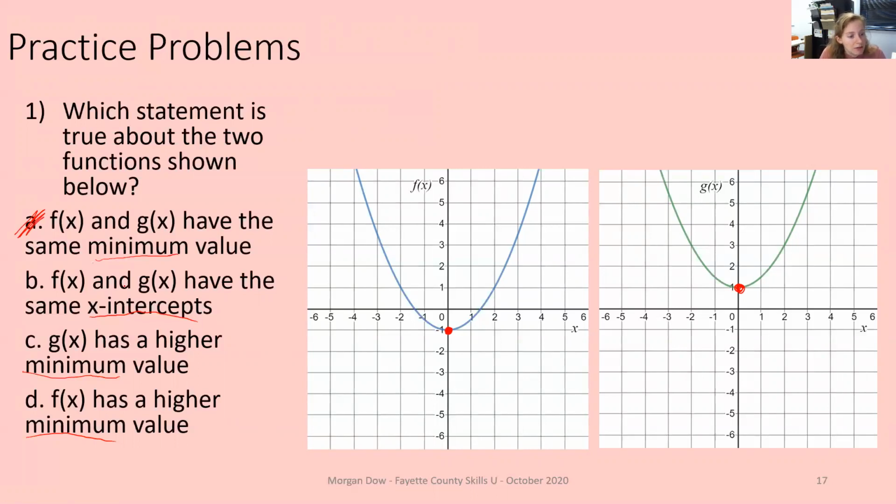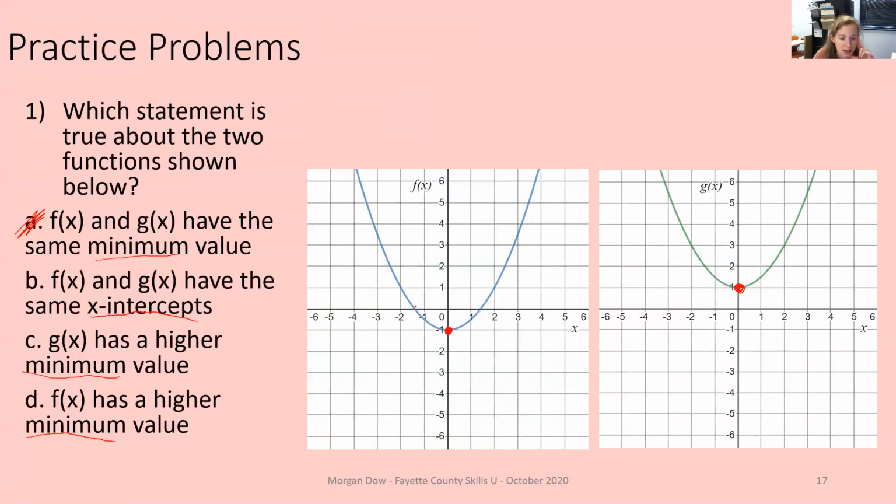All right, choice B, f of x and g of x have the same x-intercepts. Now, so far we've really only focused on y-intercepts, but if you know that a y-intercept is where the function crosses the y-axis, then you can probably guess what an x-intercept is, right? So an x-intercept is where the function crosses the x-axis. So let's compare them for these two functions.